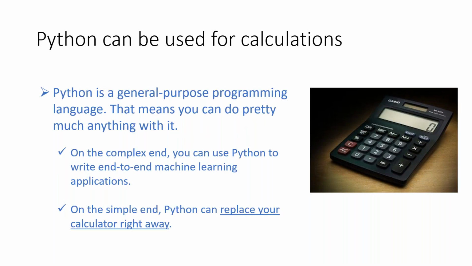Those of you who are in front of your computers, you can bring up your Jupyter and start typing whatever code you are seeing. So let us do the very basics, data types and how things work in Python. Python, as I told you earlier, is a general purpose programming language. You can do pretty much anything with it. On the complex end, you can use Python to write end-to-end machine learning applications, very complex software. On a very simple end, Python can be used as a calculator as well. So let us use Python and do some calculations to start with.